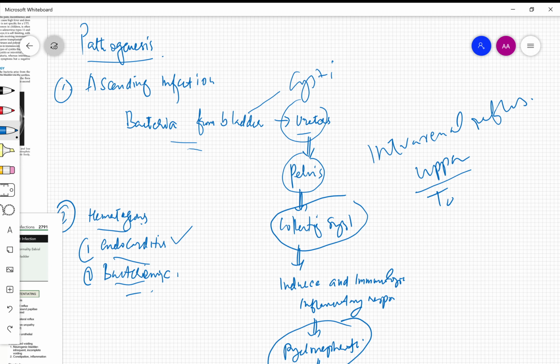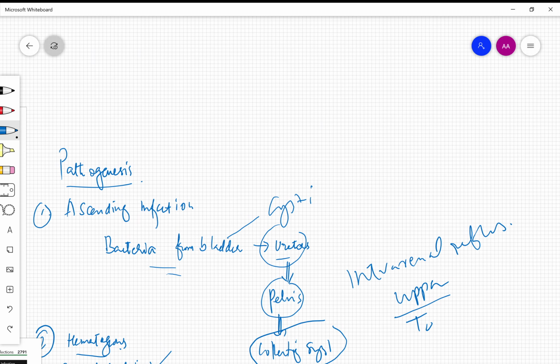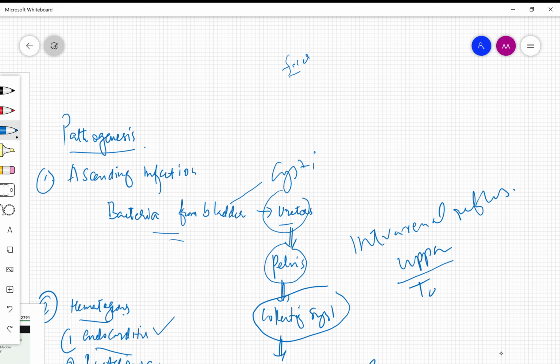UTI series, fourth video, and this is about the pathogenesis. So, what happened is that there may be bacteria, usually fecal flora, and it colonizes the perineal region, so it may go through the urethra into the bladder, and at that time it will cause cystitis.